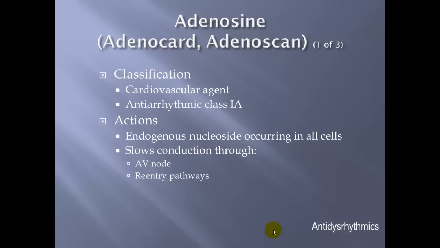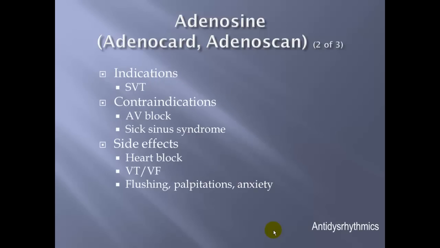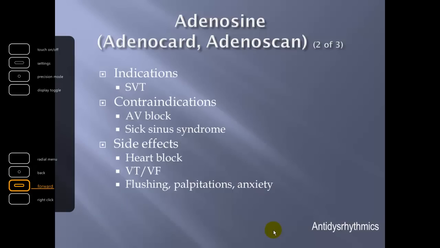Adenosine or Adenocard. Classification: cardiovascular agent, antiarrhythmic class of a class 1A. Endogenous nucleoside occurring in all the cells, slows conduction through the AV node and reentry pathways. Indication that we're going to use this for is SVT. Contraindications: if they have any kind of AV block or sick sinus syndrome. Side effects: we can actually give them a heart block, put them into VTAC or VFib, flushing, palpitations, or anxiety. This is pretty much going to stop their heart for the half-life of this drug.